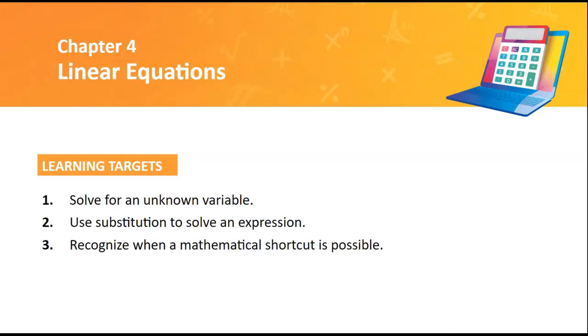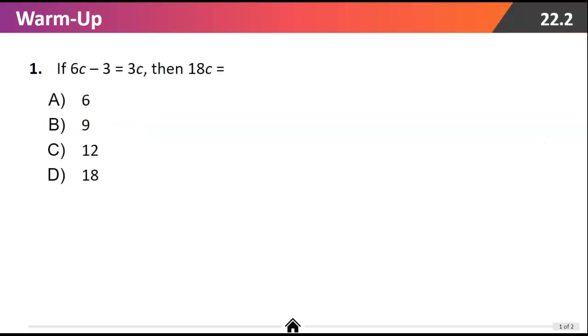So our second lesson that we're going to be looking at is linear equations. If we look at the first problem, we're looking at 6c minus 3 equals 3c. The first step of this problem is we must solve for c. So we're going to determine 6c minus 3 equals 3c.